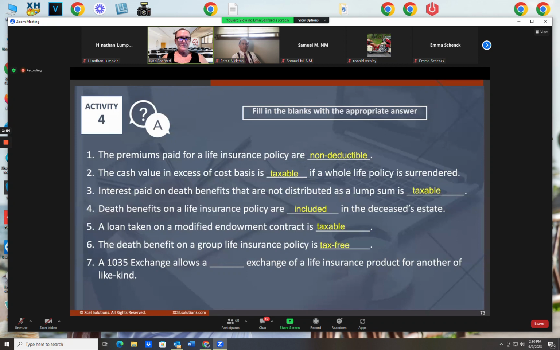Benefit on a group life insurance policy is tax-free. And a 1035 exchange allows a tax-free exchange of a life insurance product for another. As long as it's done properly, you follow the rules of the 1035 exchange of the IRS, you do it properly. The person is never in receipt of the check, therefore it never can be construed that they have received the money. So it's got to be done as a trustee to trustee transfer.